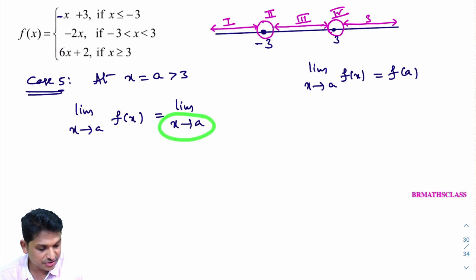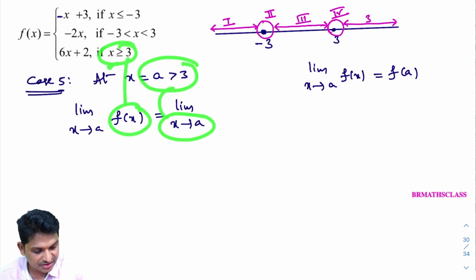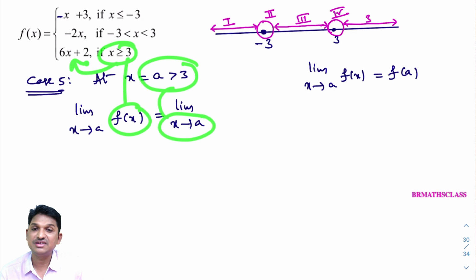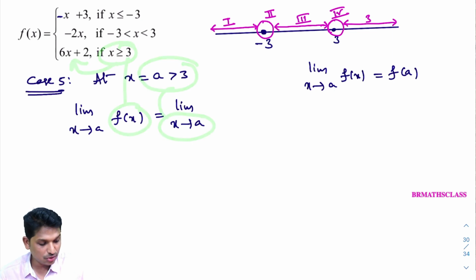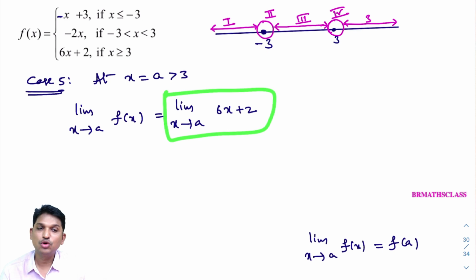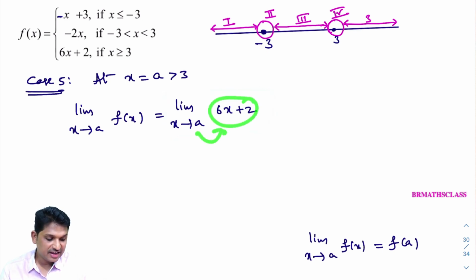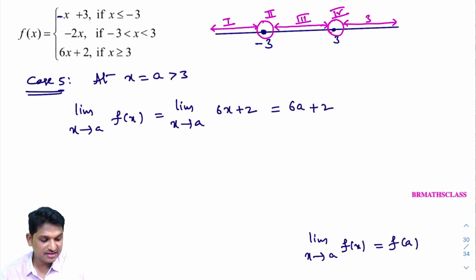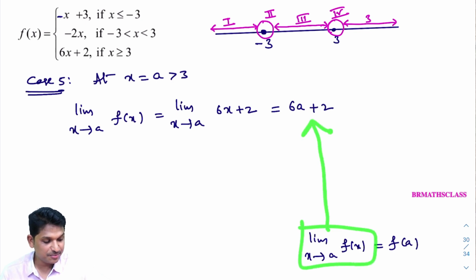Here x approaches a, where a is greater than 3. Then which function to choose? When a is greater than 3, we need to choose the function 6x plus 2. Correct? So here f of x is 6x plus 2. Now I need to calculate the limit of this. How to calculate it? In the given function, wherever x is there, you write a. Direct method. So what will you get? 6a plus 2. I got it as 6a plus 2.